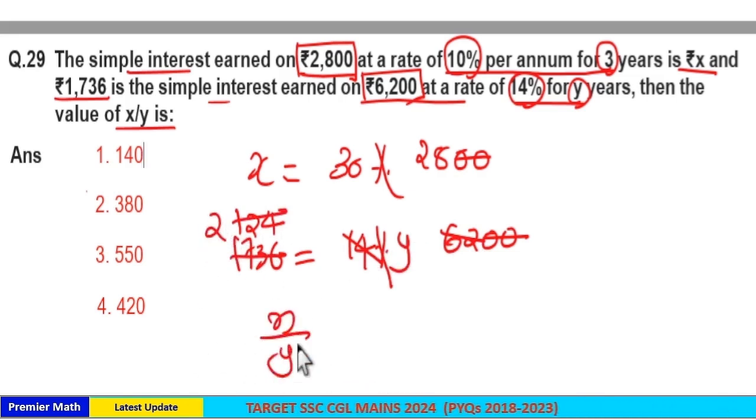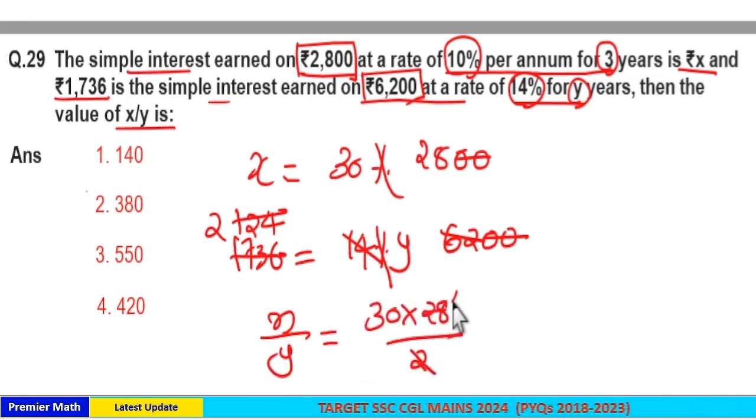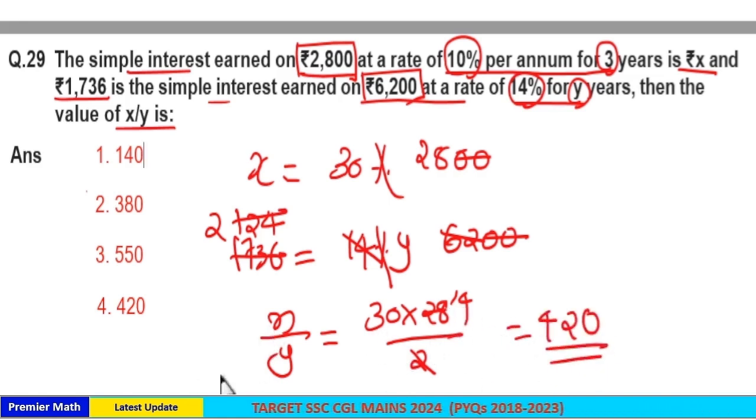Now the x by y ratio is equal to 30 into 28 divided by 2. 2 goes 14 times in 28. Now 14 into 3 is 42. So 420 is the ratio of x by y.